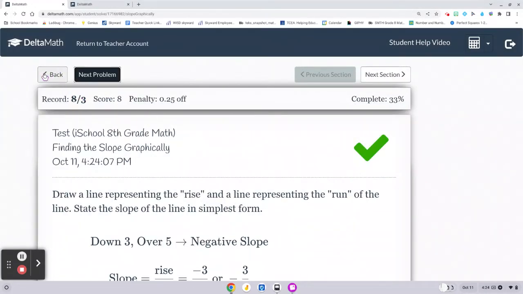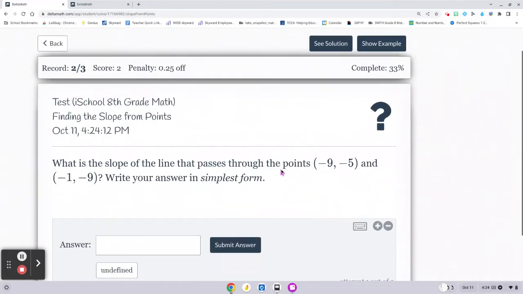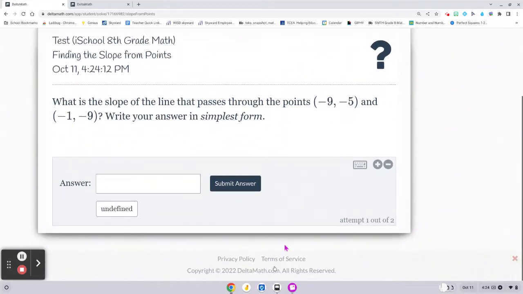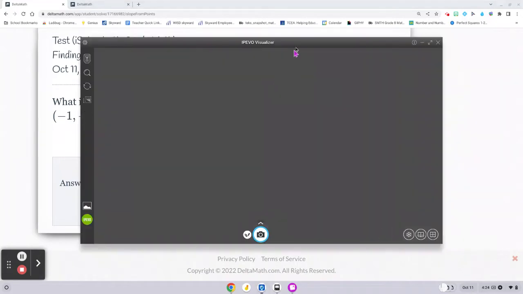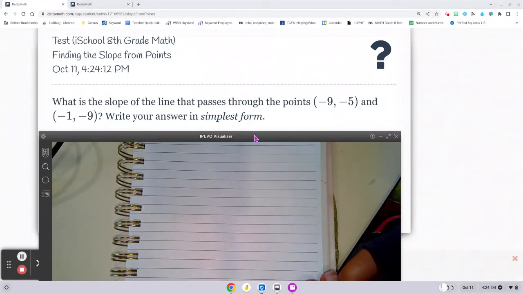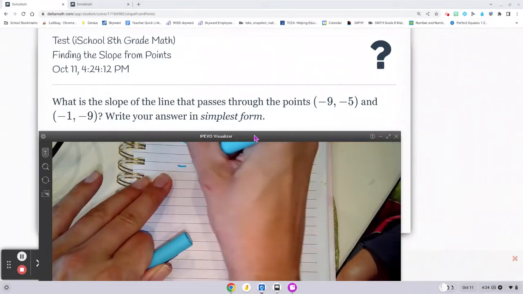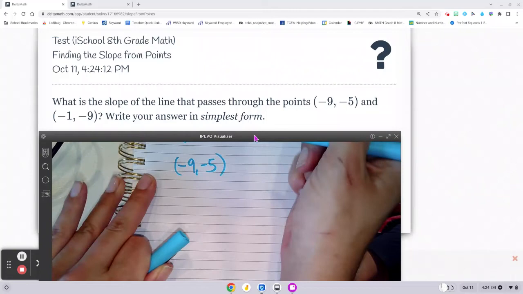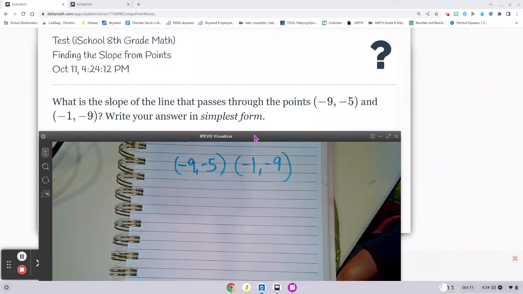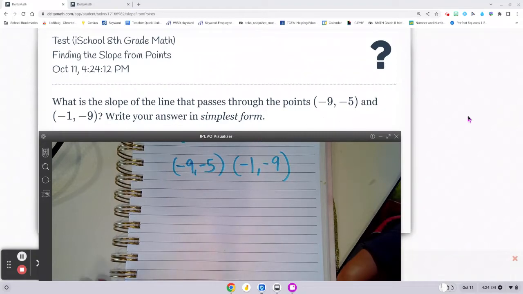You must do 3. Go back, and 3 here. What is the slope of the line that passes through these points? Write your answer in simplest form. All right, so we really should have paper for this one. Okay, so -9, -5, and -1, -9. This is good. A lot of them are easier than this question, but this just randomly generated a tricky one. So I want to do one of the hardest types of problems.